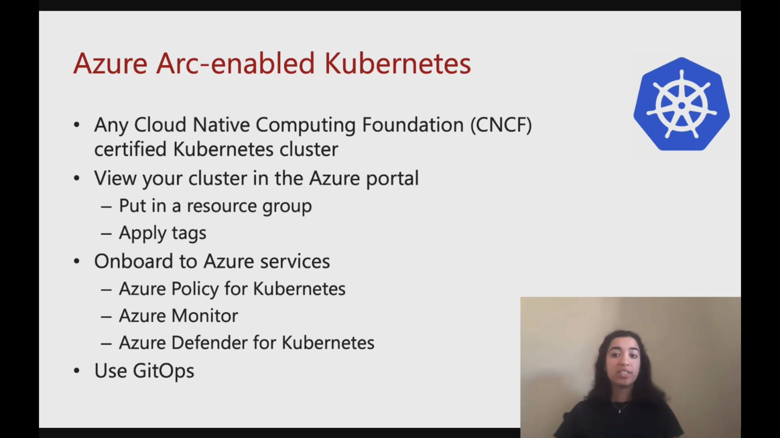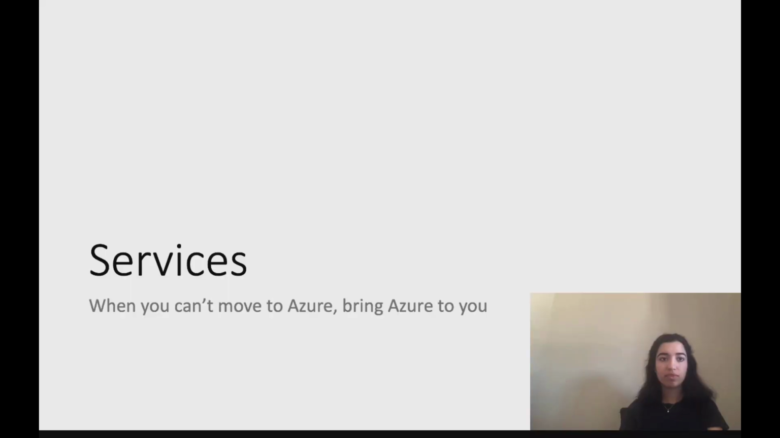After that, you can put this into a resource group and onboard it into other Azure services like Azure Policy for Kubernetes, Azure Monitor, and Azure Defender for Kubernetes as well. The other benefit is that you can use GitOps consistently across the entire GitOps repo on premises or on Azure or even in another cloud. You're going to be getting that same experience across the board.